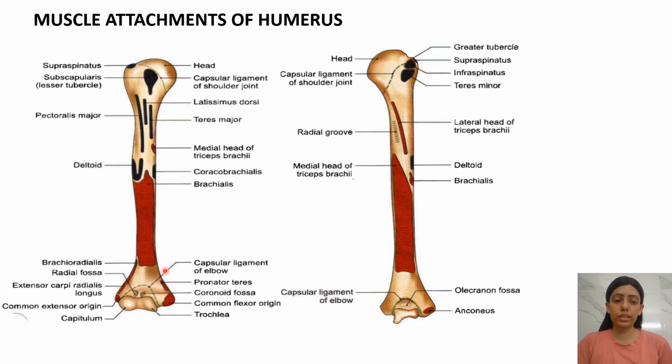Then pronator teres. It is on the medial supracondylar ridge, lower one-third side. Then here is the lateral head of triceps brachii. On posterior surface it is. There is radial groove. Just above radial groove on oblique ridge, there is origin of the lateral head of triceps brachii muscle. And the last is anconeus. It arises from the posterior surface of lateral epicondyle.